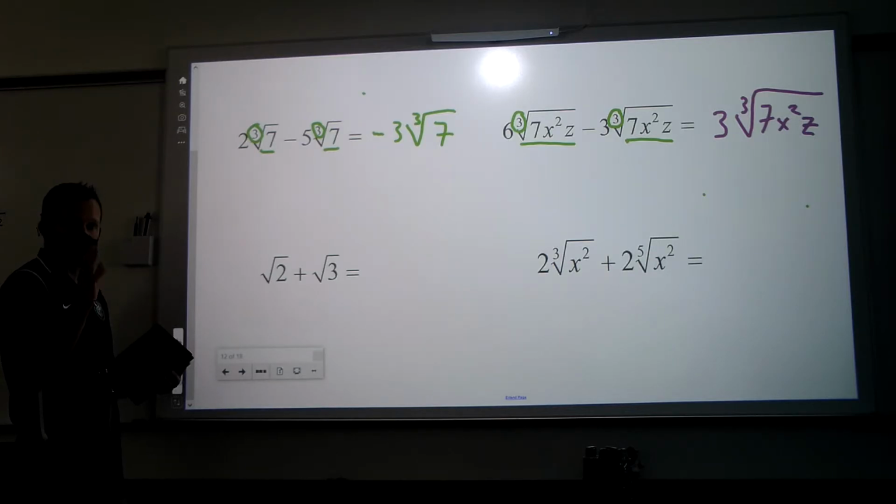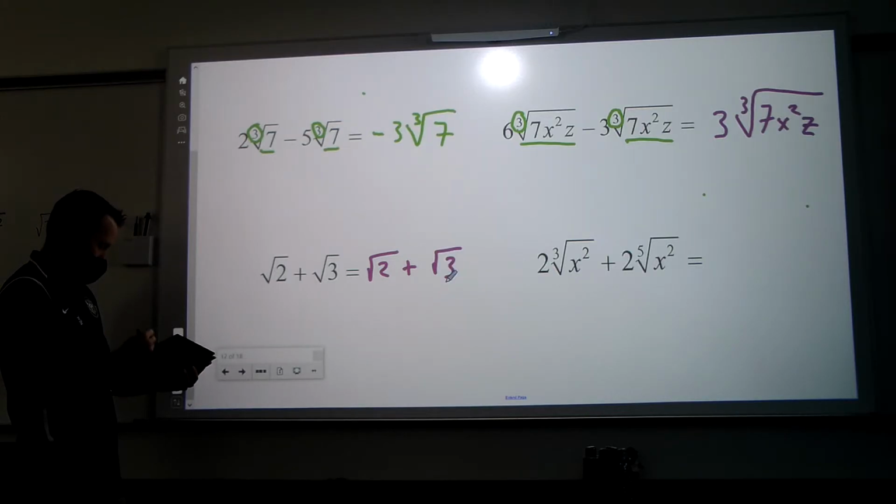We're just going to let it be. I'm not even going to do it. I'll just write it as square root of 2 plus the square root of 3. You can't combine them. Okay?